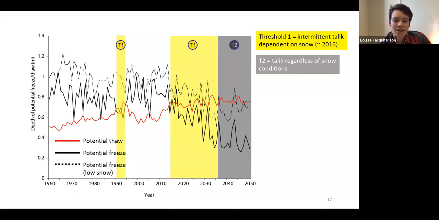And then around 2035, our model projections suggest that our summer thaw will exceed the depth of winter freeze regardless of snow conditions. So this is at the Bonanza Creek site, which could probably be more broadly considered as boreal forest within the interior of Alaska. So quite a large area that it could apply to. Next slide, please.